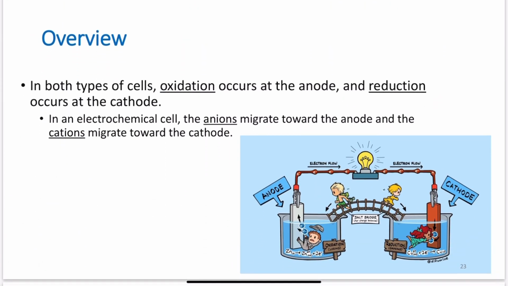So let's look at an overview here. In both types of cells, oxidation occurs at the anode and reduction occurs at the cathode. You have to keep that together. Some people remember it as, what do they call them? I never remember it because I remember it as anode oxidation. I put my vowels together. And cathode reduction, I put my consonants together.